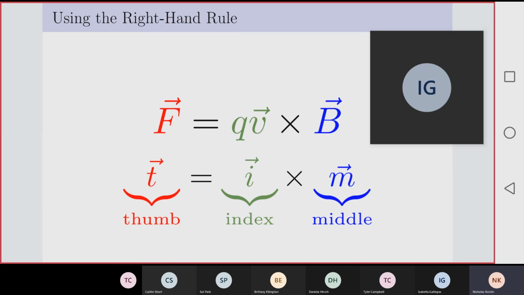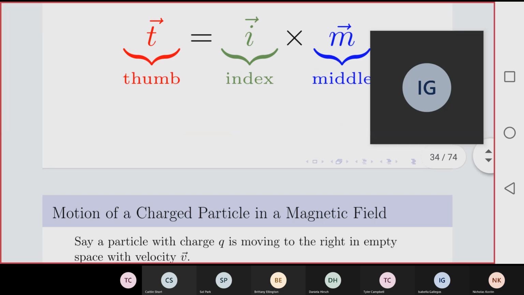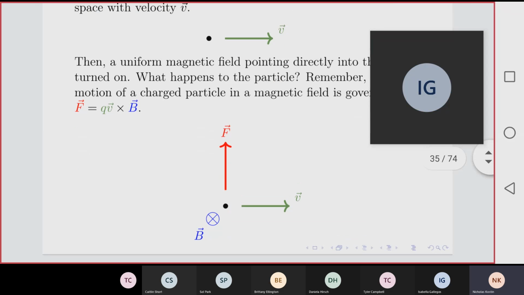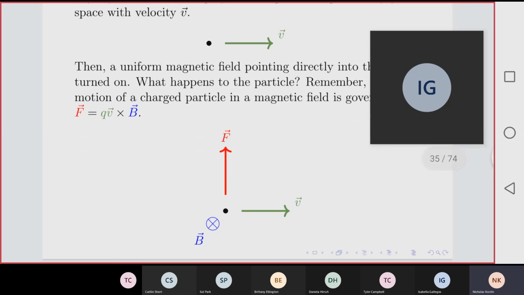The way we can apply that with our right-hand rule is to set our index finger to be the v term, our middle finger to be the magnetic field, and then our thumb is the force. So for instance, if I have a B field pointing into the page here, that's what the little circle with the X through it means, then if the particle is going to the right, the force will necessarily be pointing upwards.